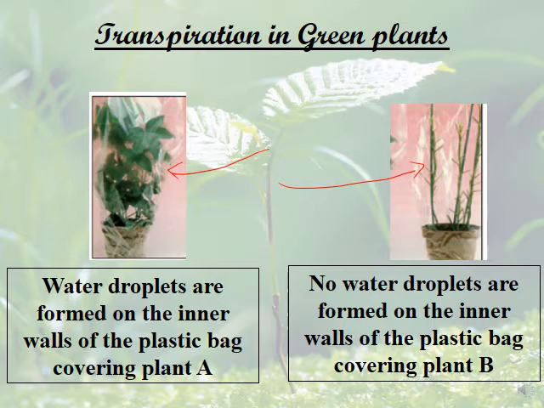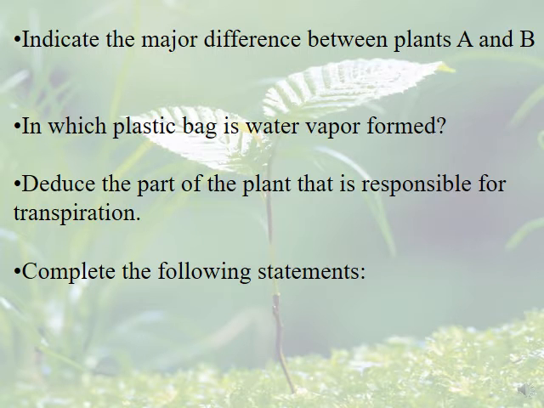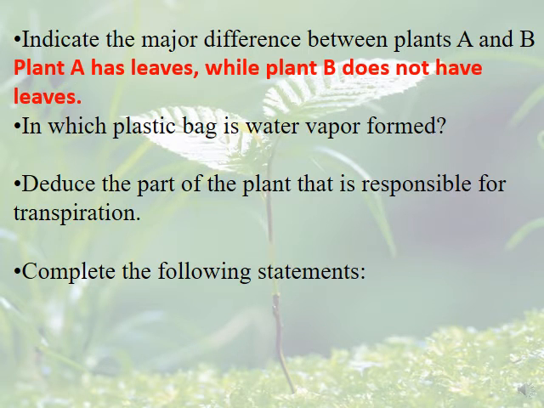So here we can conclude that the leaves are the organ responsible for the process of transpiration, where the transpiration process occurs. So what's the difference between the plants A and B? We said that the major difference is that plant A has the leaves while plant B does not have the leaves. We can ask this question in another form. We can say, what is the variable factor?